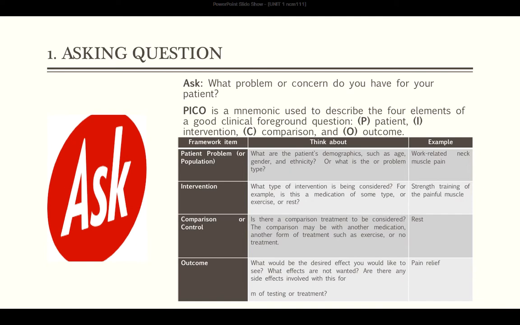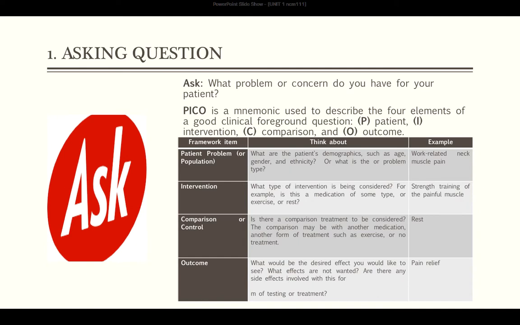Tanungin mo, what problem or concerns do you have for your patient? Ano yung concern? Ano yung problem na gusto mong i-address sa pasyente mo? So, in asking the question in step 1 of the 5 steps of the evidence-based practice process, you need to take note of the mnemonic PICO. P-I-C-O. P stands for patient, I intervention, C comparison, and O outcome.